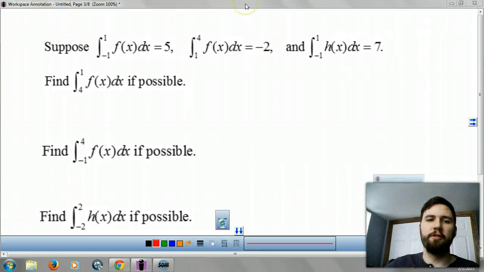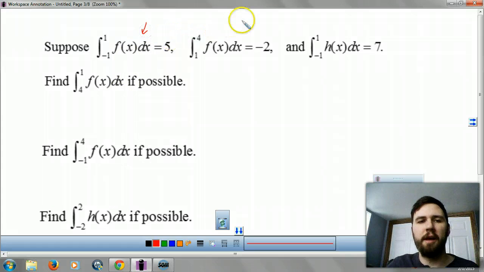Let's do some examples for fun. We know our integrals for f of x from 1 to 4, and for h of x from negative 1 to 1.